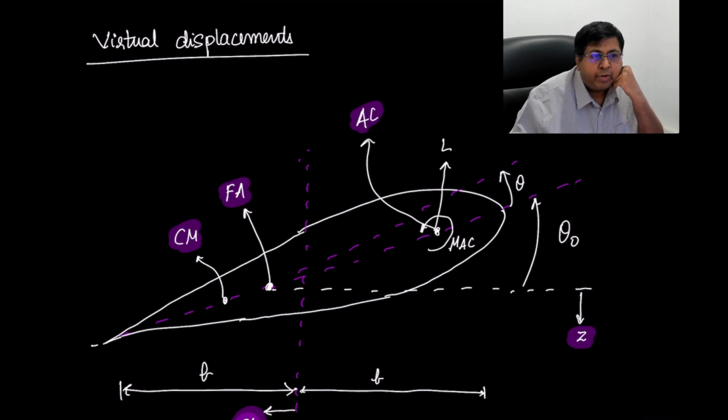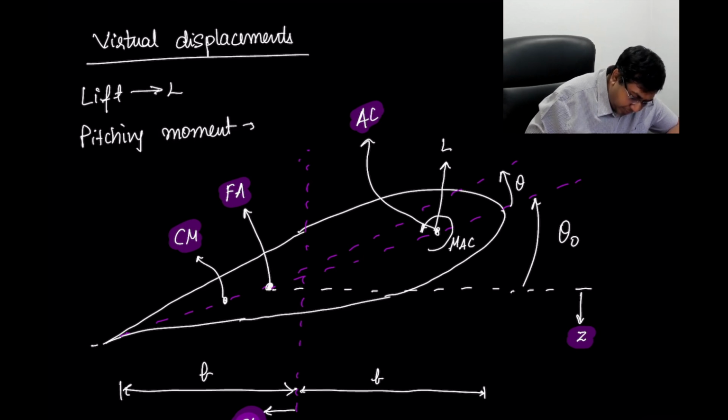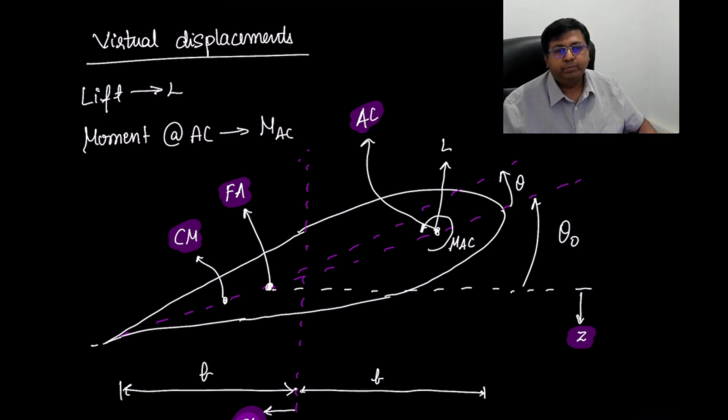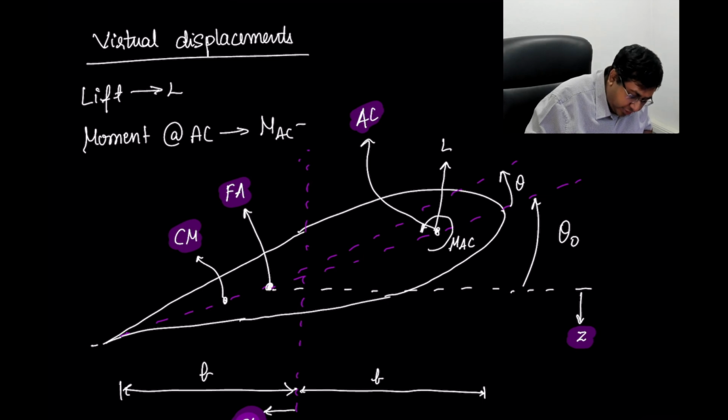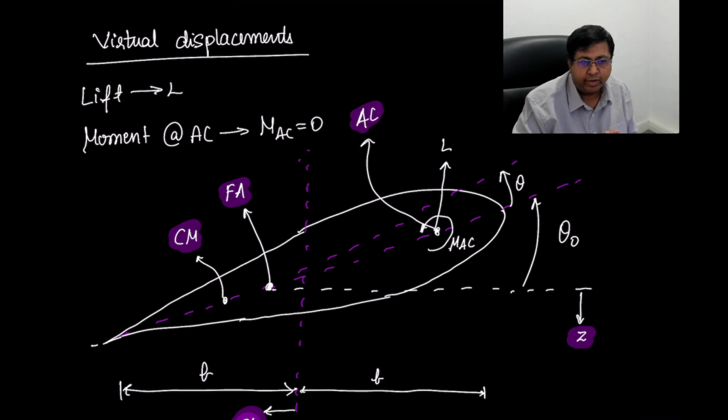So let's start by assuming that we already know the lift and the pitching moment acting at the aerodynamic center. Our lift is L, and there's a moment acting at our aerodynamic center. Let me just call it the moment at aerodynamic center, MAC. So without loss of generality, for now I'll just assume this to be 0. We'll only focus on the lift part of it.